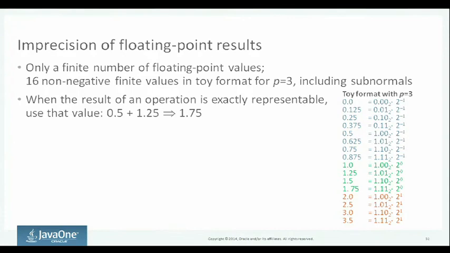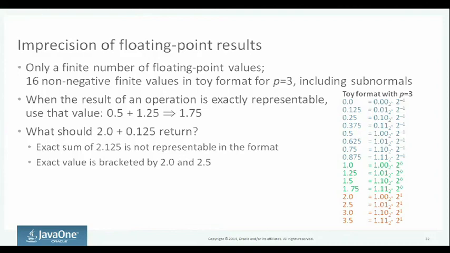So let's look at what we should do when we have to return results, say, of addition in this format. We take two numbers in this format, 1/2 and 1 1/4. Those are both numbers, and we add them together, the exact value is 1.75. Now in this case, fortunately, 1.75 is also a representable number. So that's what we should return. If we can represent the exact number, surely that's the right thing to return.